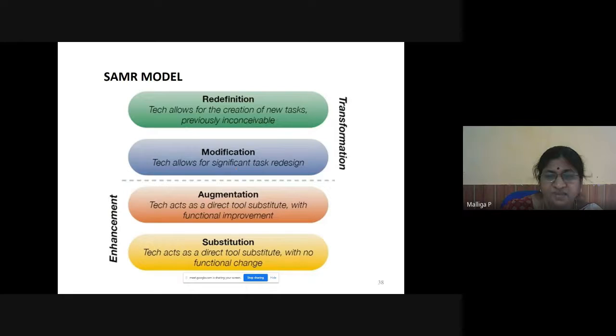Fine. So here comes this model, we call it the SAMR model. What does it mean? So I was just asking a question.